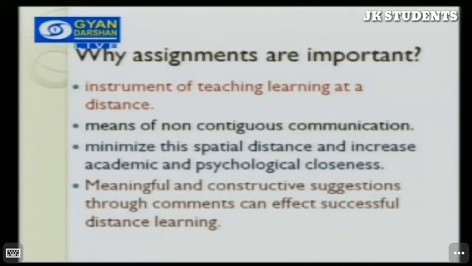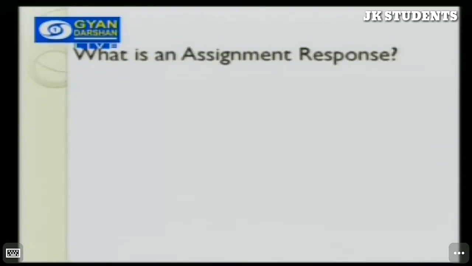How do we as teachers support you through assignments? We basically help you through meaningful and constructive suggestions in the form of comments which we give you on the assignments submitted by you. So you have to submit a particular assignment response. So what is an assignment response?